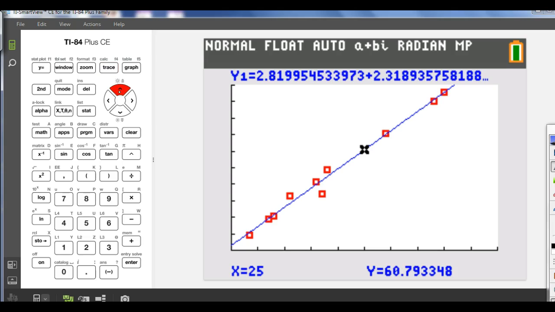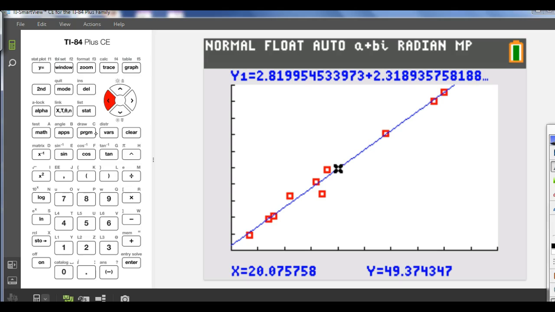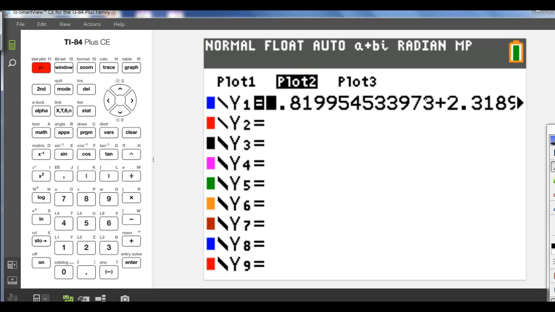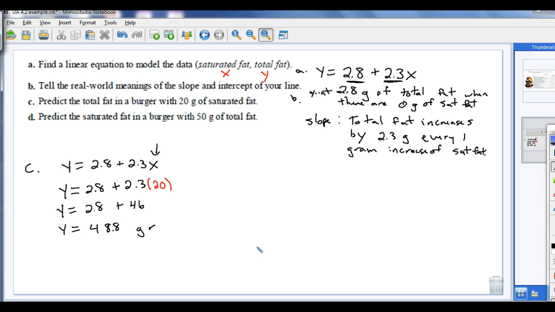17 right there, 25. So if I go back, I want to find when x is about 20. Let's see if I was correct in my calculations. So I'm at 20.4, 20.0, and it's 49. So if we look at my estimate, 48.8, that's good. I rounded here a little bit on my equation, but back here I didn't round, I tried to use as many of the numbers as they gave me. So I think I was pretty good with my estimate there, okay?